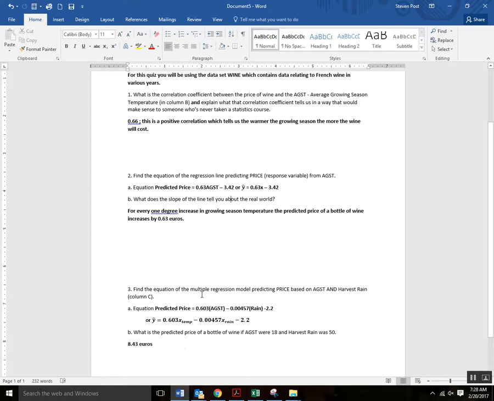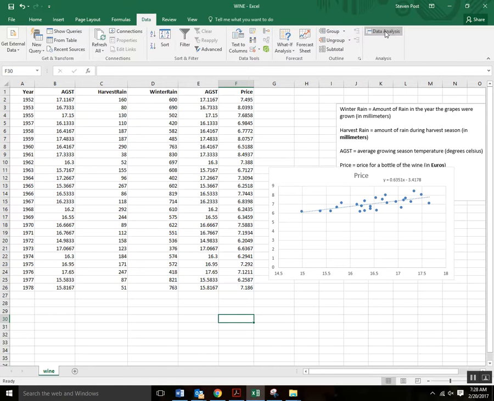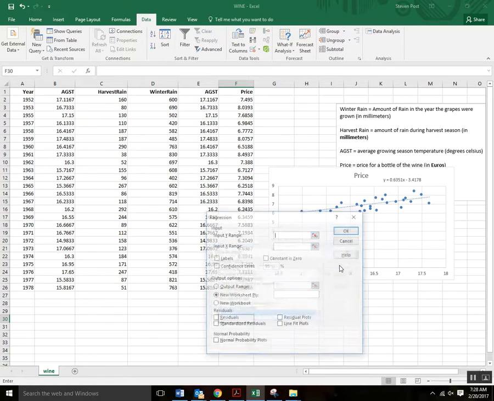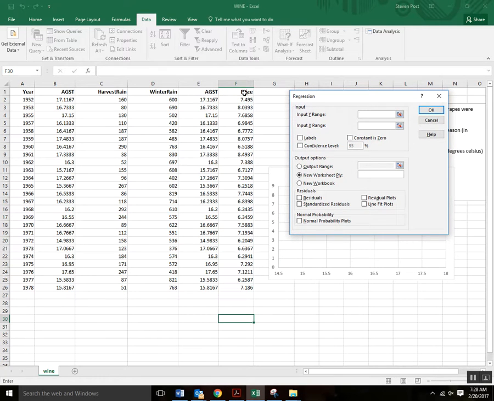And then the tricky one, find the equation of the multiple regression model predicting price based on AGST and harvest rain. So now we want to use two variables to predict the price. So for this one we have to use regression. So we go to Data, Data Analysis, and we choose regression. Okay, where's the y range? So first it's saying, where's the thing you're trying to predict? That's here, and we'll include the label, so price.